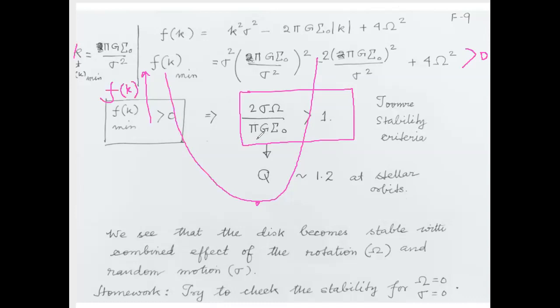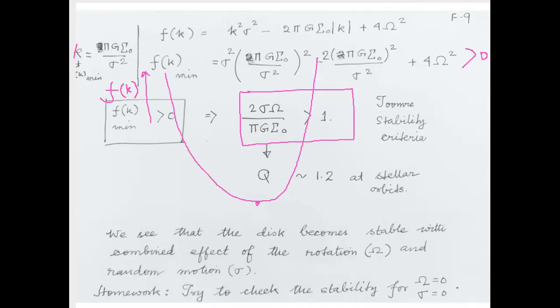Now I leave it to you as an exercise to see what happens if I choose, say, omega equals 0. So I have only sigma here, this goes away. Or if I choose only omega, sigma goes away. Can I make a disk which is stable for all wavelength perturbations? So that's your exercise. That's your homework.